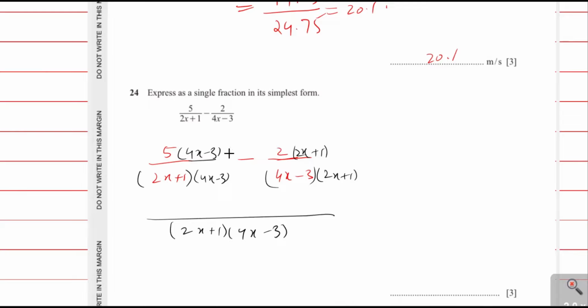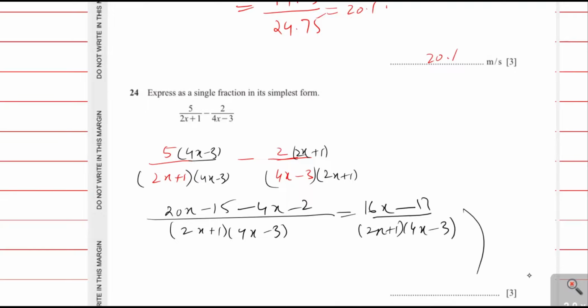Therefore, we subtract the numerators, and this is 20x minus 15 minus 4x minus 2. 20 minus 4 is 16x, and minus 15 minus 2 is minus 17. And this is over (2x plus 1) into (4x minus 3), and this is the solution of this expression.